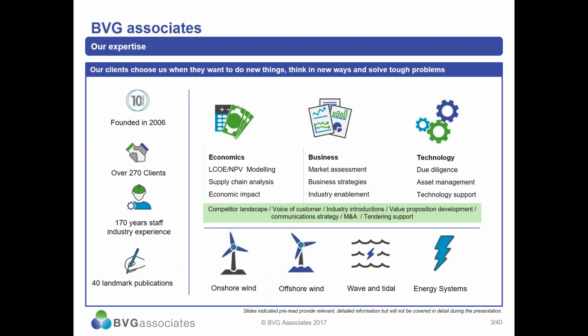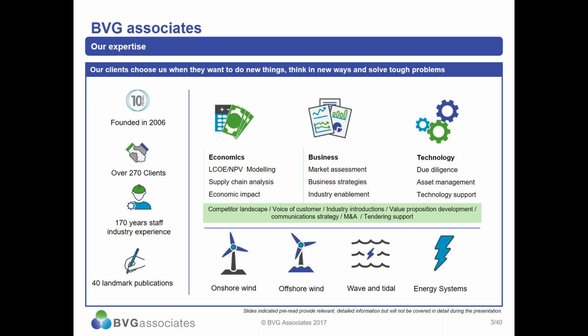Forgive me for just a couple of slides on the company. BVG Associates was formed about 2006. We're a specialist renewable energy consultancy, mainly working in wind and mainly in offshore wind, and that's been a strong focus of ours ever since we were set up. We work in 3 main areas: economics, which covers both cost modelling as well as job impacts and gross value added impacts; market analysis and business strategies; and then the technology side.